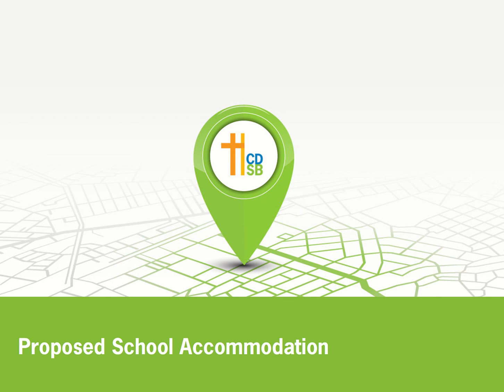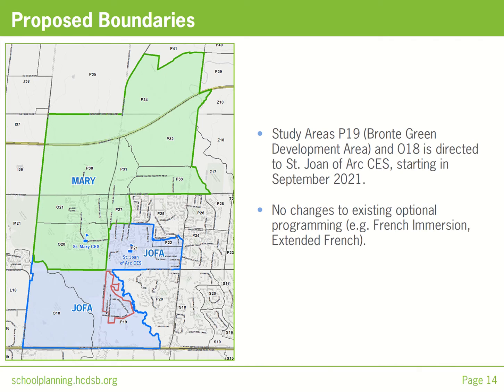The proposed school accommodation changes. The proposed boundaries. Under the proposed boundaries supported by the Boundary Review Committee, areas P19 and O18 would be directed to St. Joan of Arc Catholic Elementary School starting in 2021. There are currently no students within either area, P19 or O18. And again, just to reiterate, no changes to the optional programming.